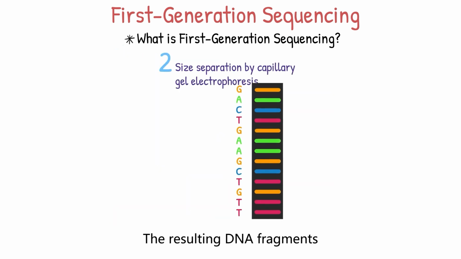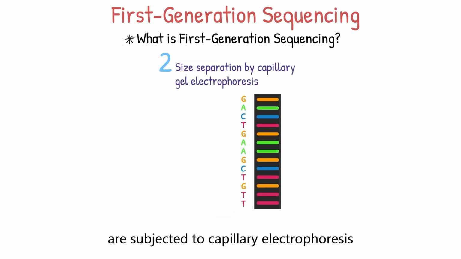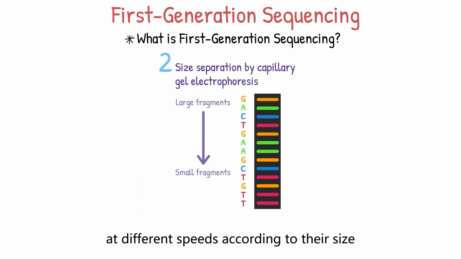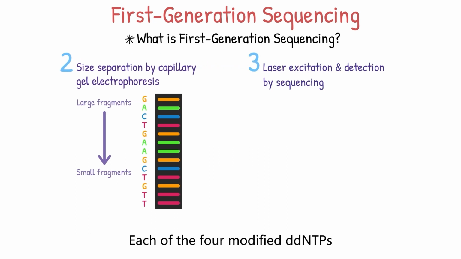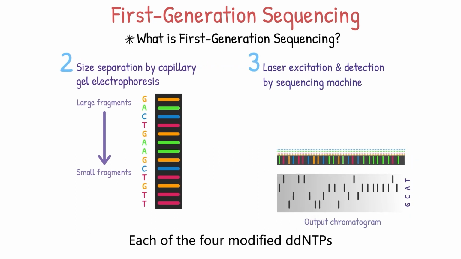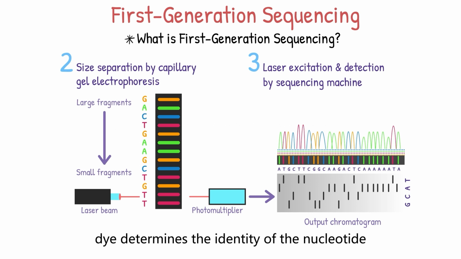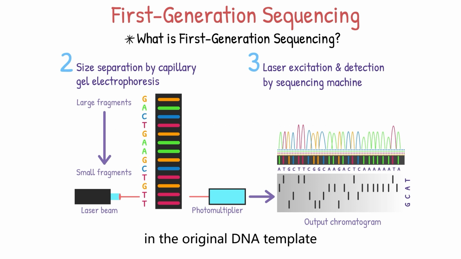The resulting DNA fragments are subjected to capillary electrophoresis, where the fragments flow through a gel-like matrix at different speeds according to their size. Each of the four modified ddNTPs carries a distinct fluorescent label. The emitted fluorescent signal from each excited fluorescent dye determines the identity of the nucleotide in the original DNA template.